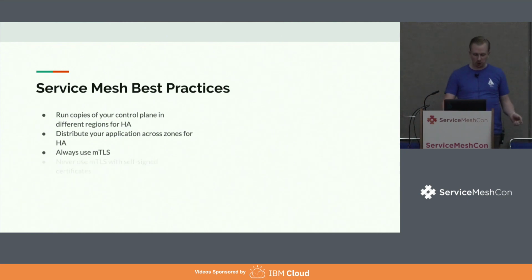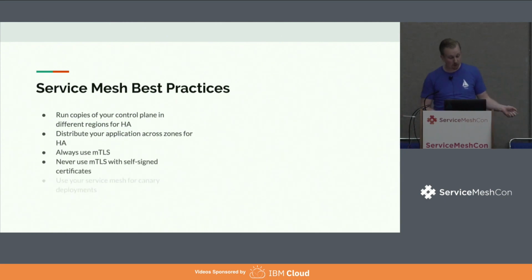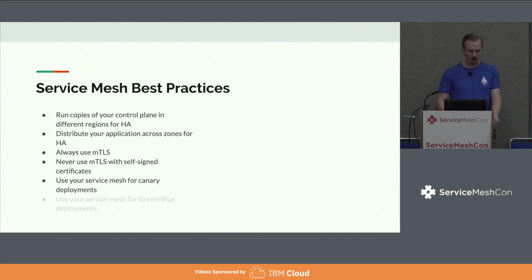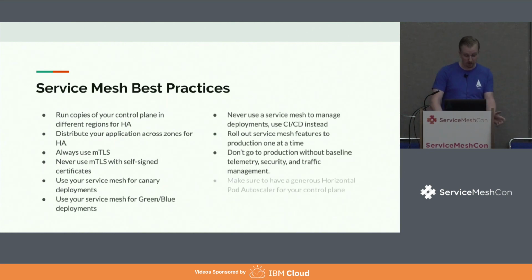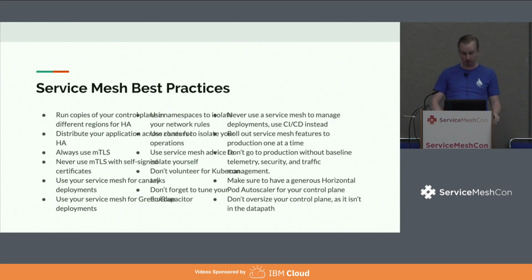Run copies of your control plane in different regions for HA. Distribute your application across zones for HA. Always use MTLS. Never use MTLS with self-signed certificates. Use your service mesh for canary deployments. Use your service mesh for green-blue deployments. It gets overwhelming so quickly. And the terminology just becomes unintelligible as we get deeper and deeper. I'll highlight this one here. Use your service mesh advice to isolate yourself from peers. That's my favorite service mesh best practice.